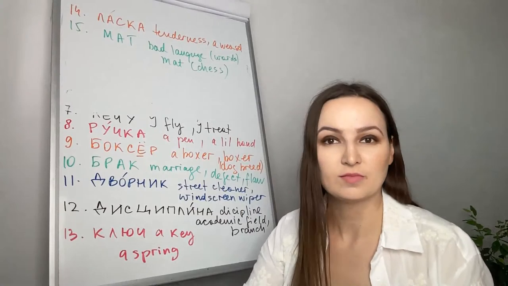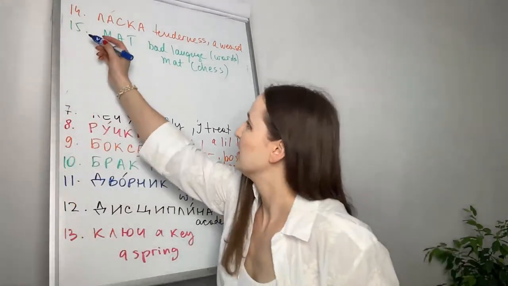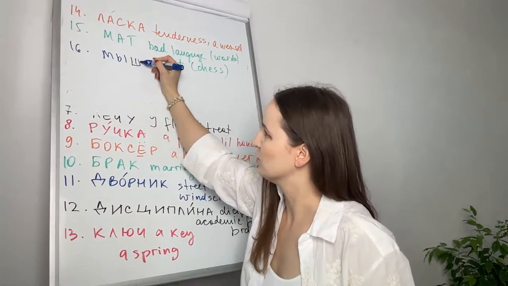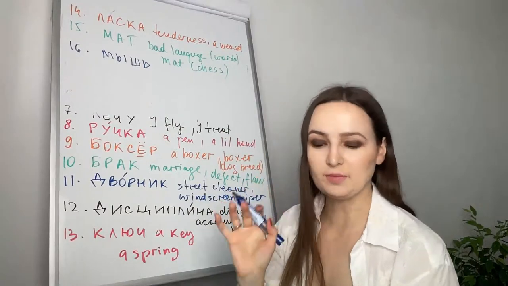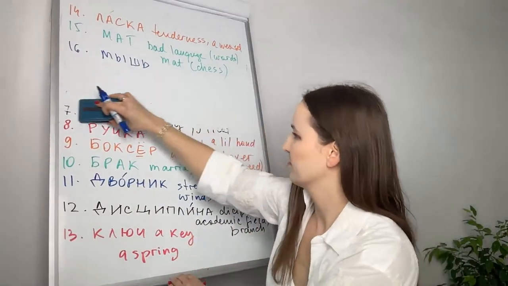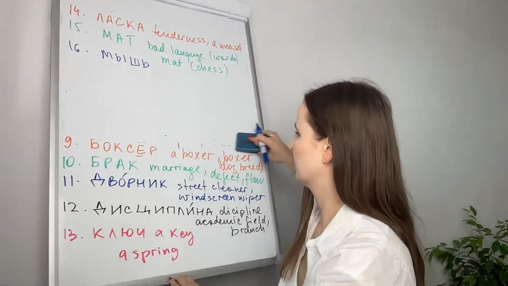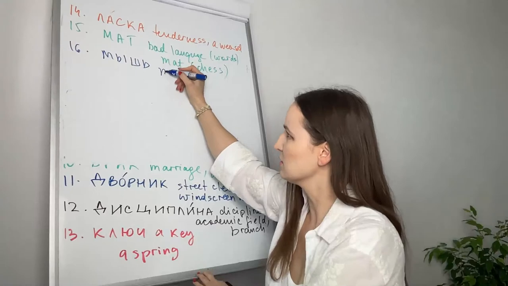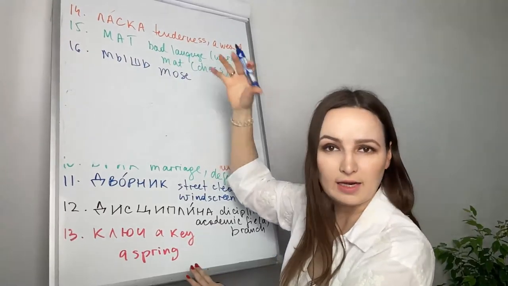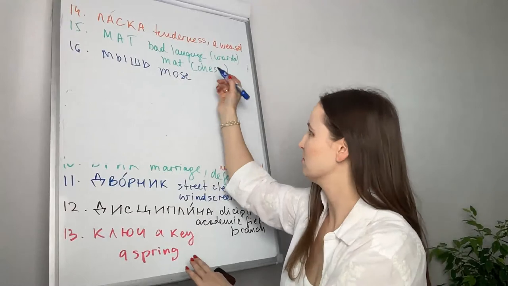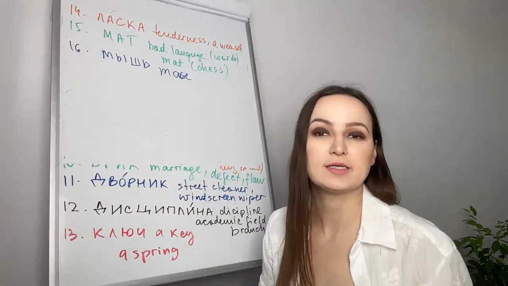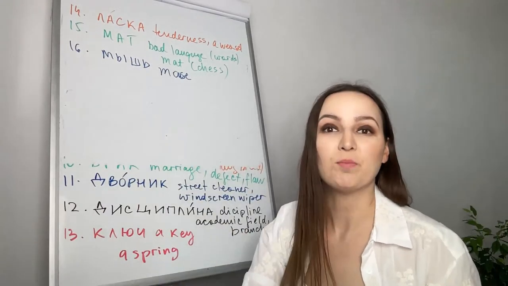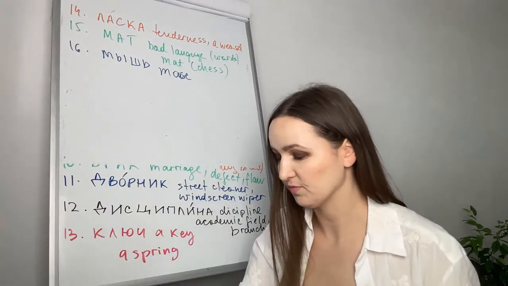Дальше. Мышь. Like in English, it has two meanings. So what does it mean? Мышь is a mouse, an animal mouse or a computer mouse. So a mouse, an animal or a computer mouse, is мышь.